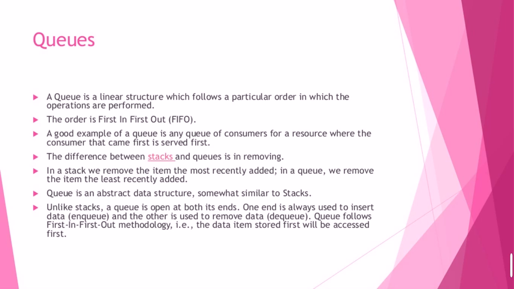So the difference between a stack and a queue is in removing, of course. In a stack, we remove the item most recently added. In a queue, we remove the item that is least recently added. A queue is an abstract data structure somewhat similar to a stack. It is very important: when you want to insert some data, that is known as enqueue, and when you want to delete or remove some data, that is known as dequeue.